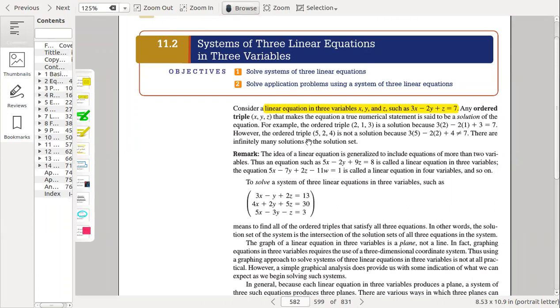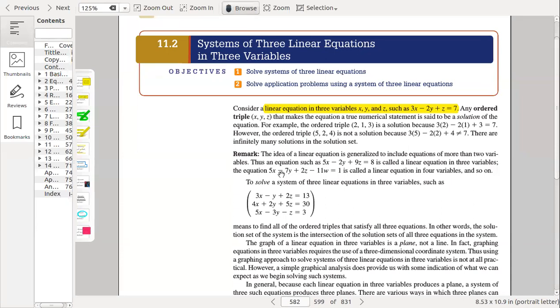However, the ordered triple 5, 2, 4 is not a solution because these values cannot satisfy the left hand side of the equation. Why? Because 3 into 5 minus 2 into 2 plus 4 is not equal to 7, but is equal to 15 minus 4 plus 4, which is 15.